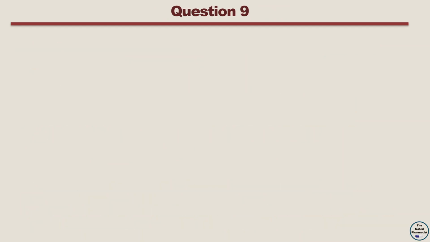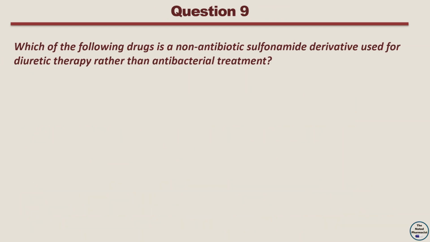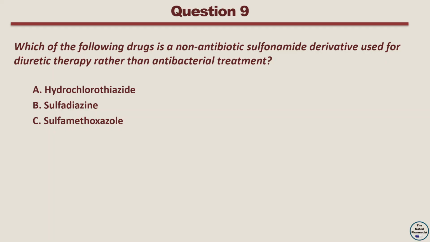Question 9. Which of the following drugs is a non-antibiotic sulfonamide derivative used for diuretic therapy rather than antibacterial treatment? Option A. Hydrochlorothiazide. Option B. Sulfadiazine. Option C. Sulfamethoxazole. Option D. Sulfacetamide. Option E. Sulfisoxazole.